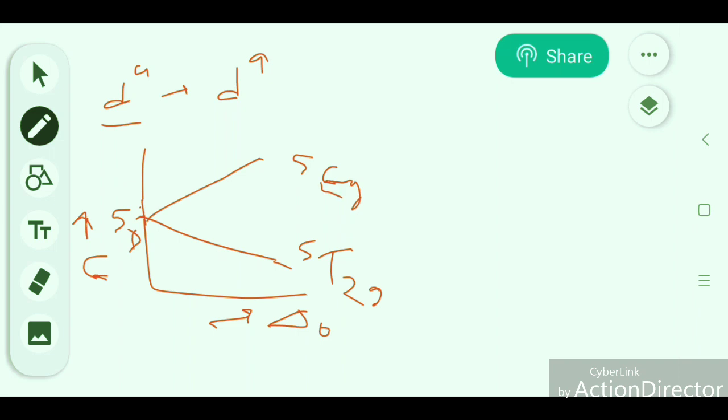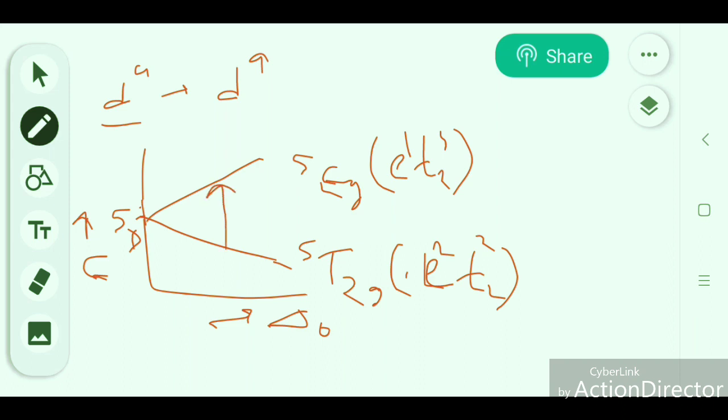Both are reverse of each other, and the configuration will become e2 t2 2, and this will be e1 t2 3. So this will be the Orgel diagram. Again, there is the possibility of only one transition, so it will also show one peak in the absorption spectra.